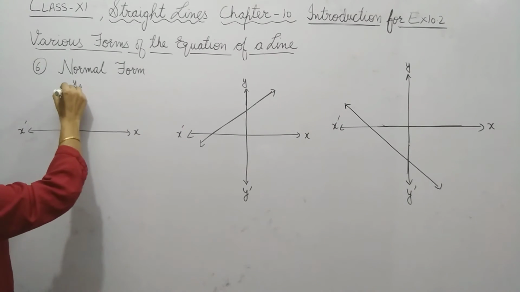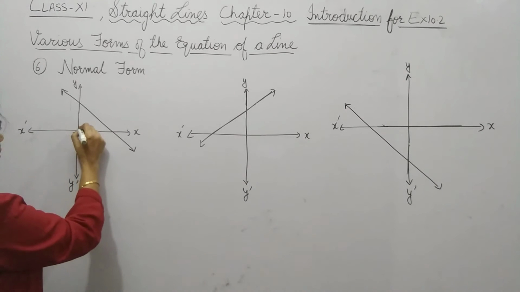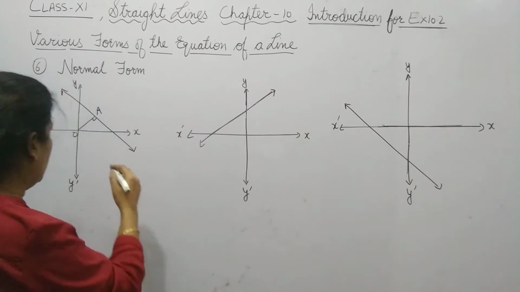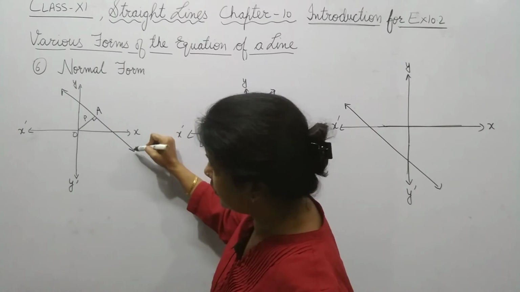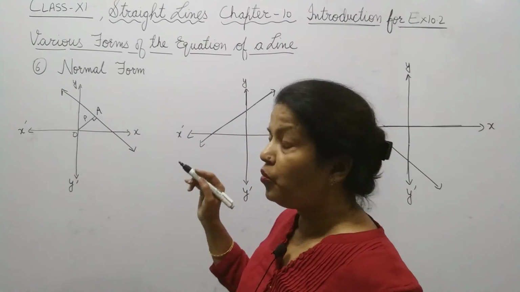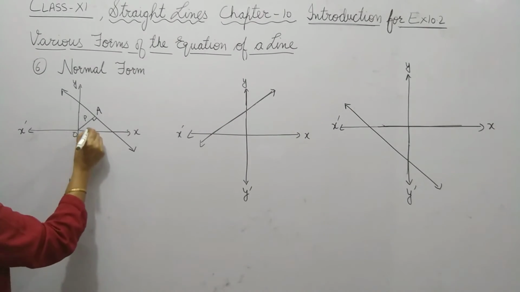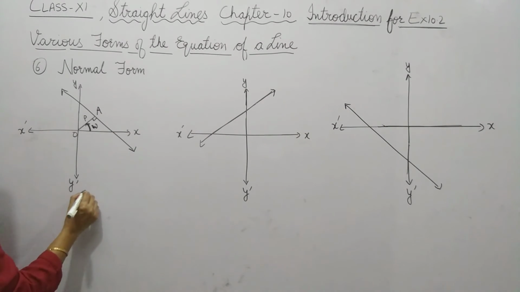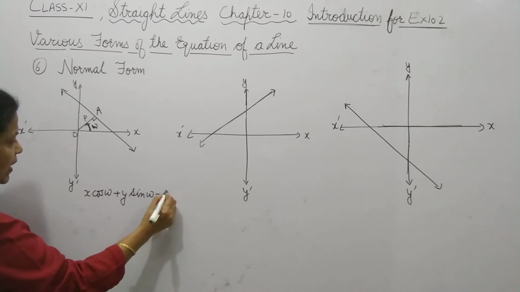Suppose that one line has a perpendicular distance from the origin to this line of p. Let the length of the distance from the origin to this line be p, and the normal line makes an angle omega with the positive direction of the x-axis. Remember, with the positive direction of the x-axis, then the equation of the line is x cos omega plus y sin omega equals p.